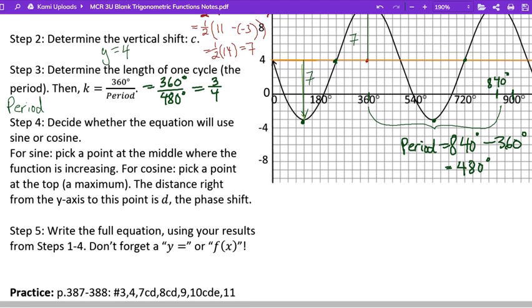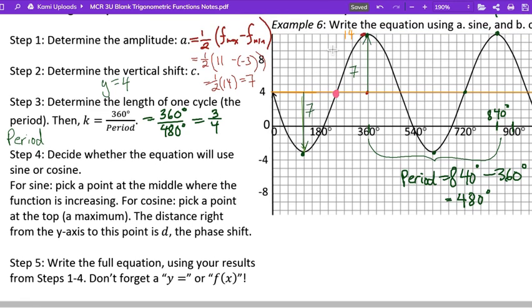All right, now step 4. Put that game away, dudes. This is the big one. Step 4: choose your own adventure. You get to decide whether you're going to use sine or cosine. For sine, pick a point at the middle where the function is increasing. If I were doing sine, this is the start of the sine function. The sine function starts at the central axis and increases.